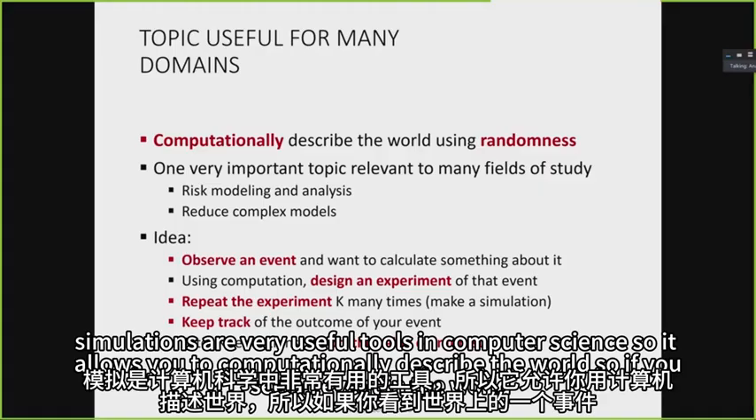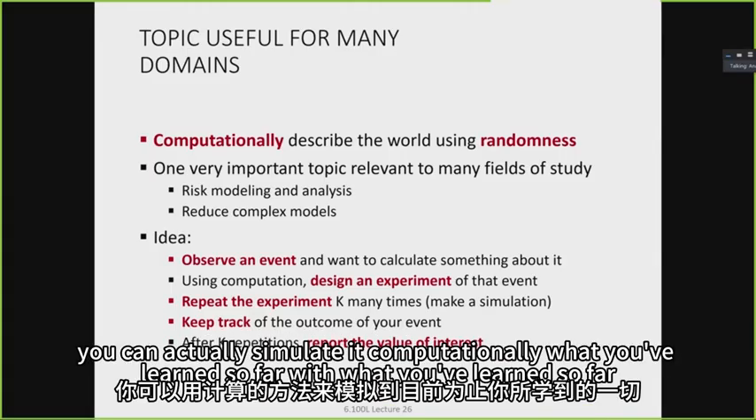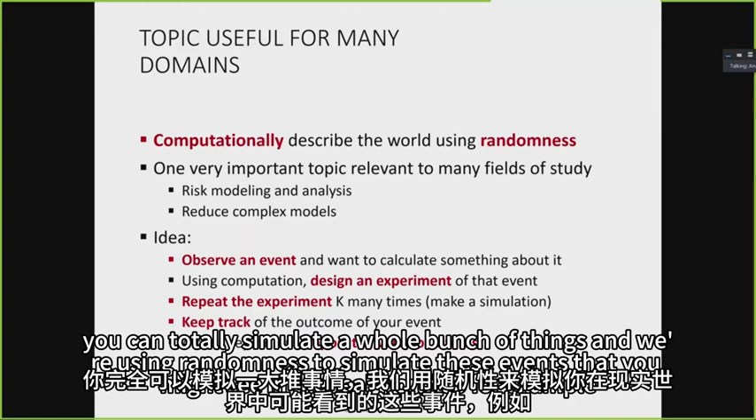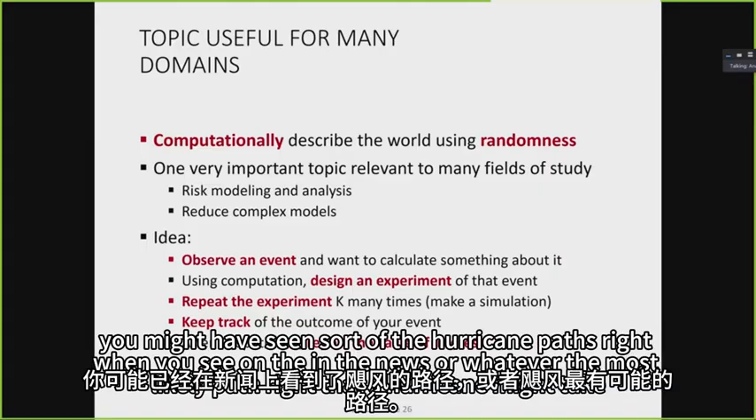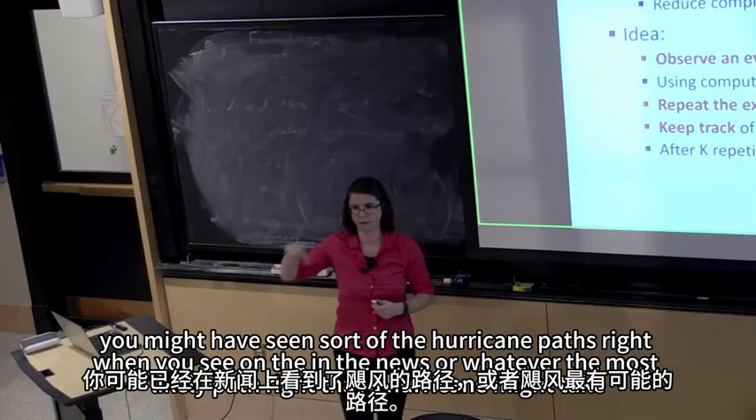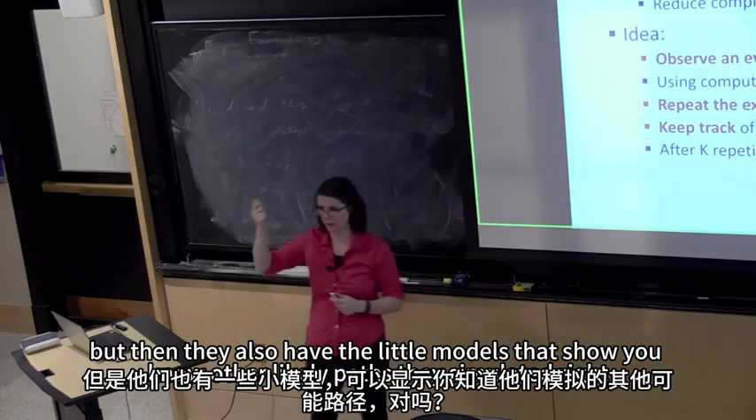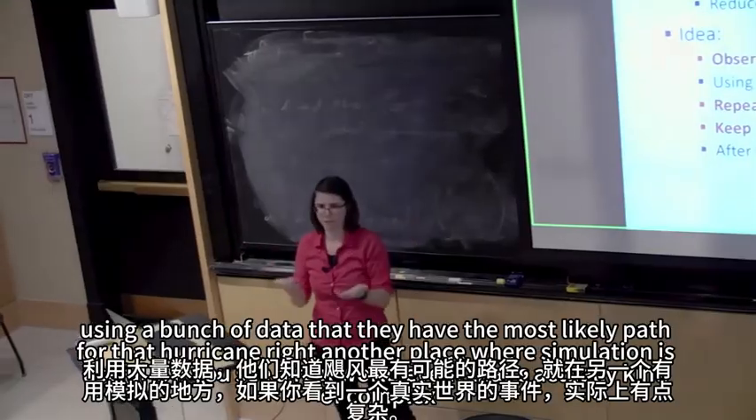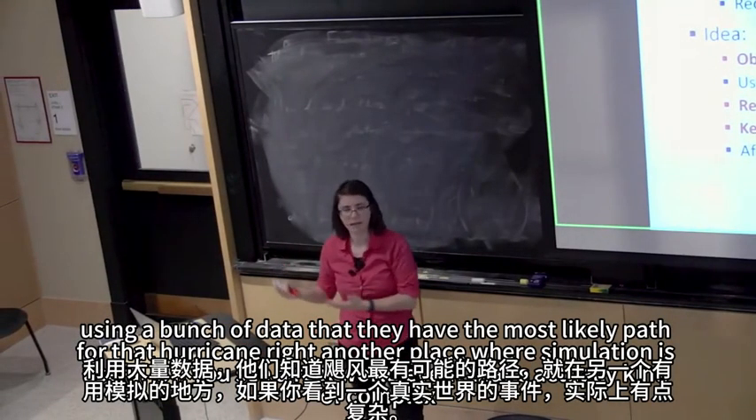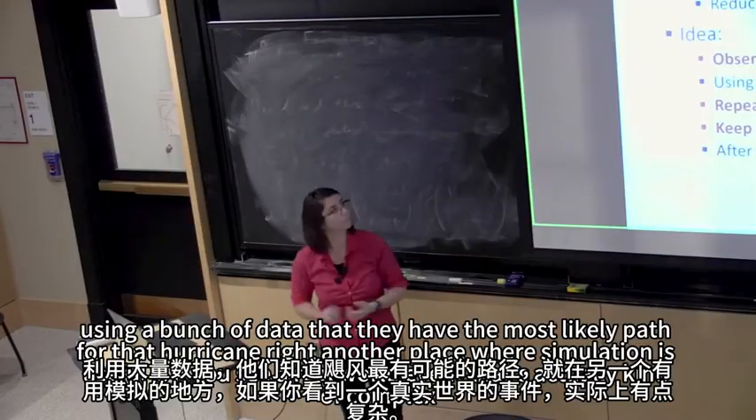So it allows you to computationally describe the world. If you see an event in the world, you can actually simulate it computationally. With what you've learned so far, you can totally simulate a whole bunch of things. And we're using randomness to simulate these events that you might see in the real world. For example, you might have seen the hurricane paths in the news, the most likely path that a hurricane might take. But then they also have the little models that show other likely paths. They simulated, using a bunch of data that they have, the most likely path for that hurricane.